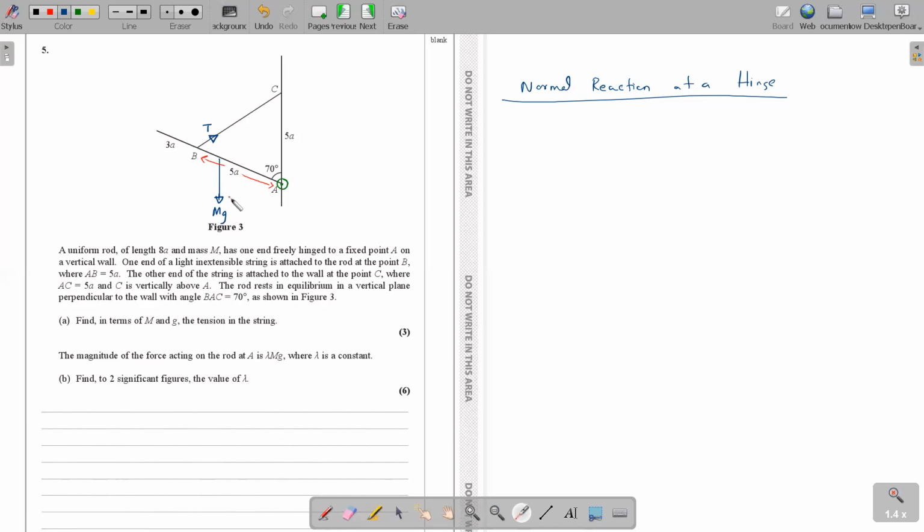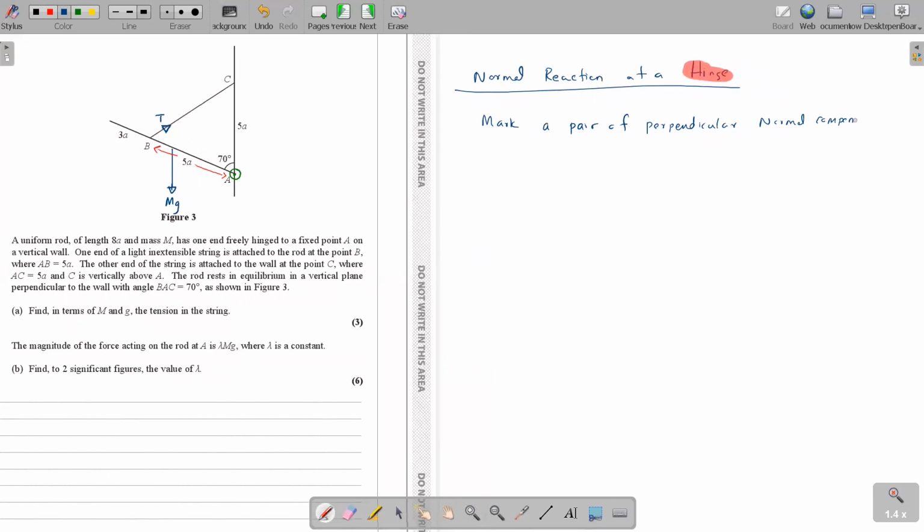When it's hinged, when they use this special word, only and only if they use the word hinge, you must mark a pair of normal reactions perpendicular to each other, because when it's hinged, children, we are not sure about the direction in which the normal reaction acts. So if they tell you that it is hinged, mark a pair of perpendicular normal reactions. That means I am marking two components because I don't have the resultant. Mark a pair of perpendicular normal components.